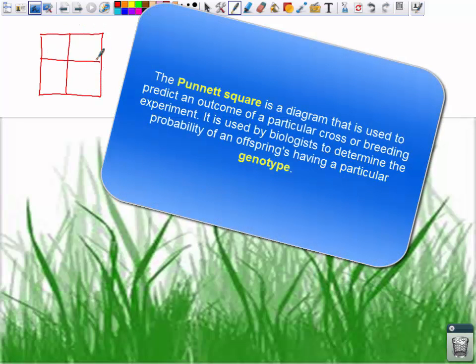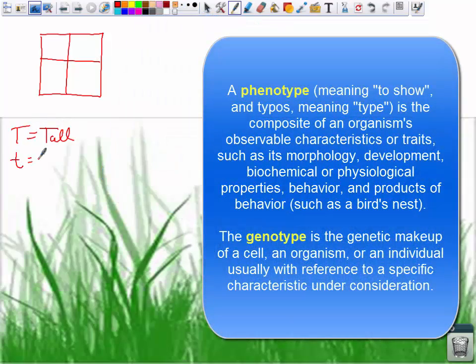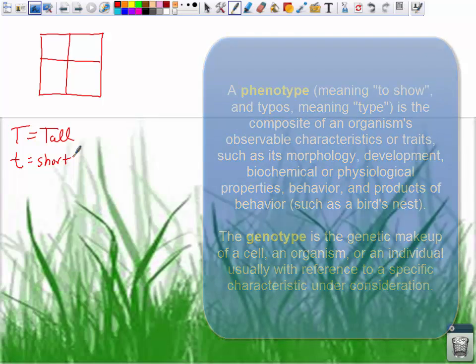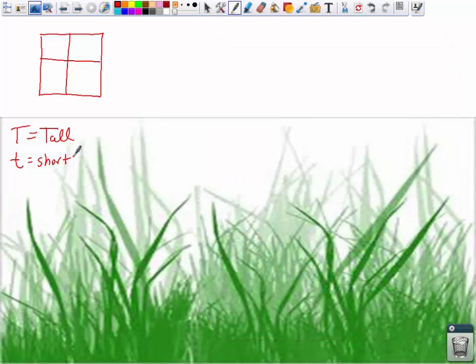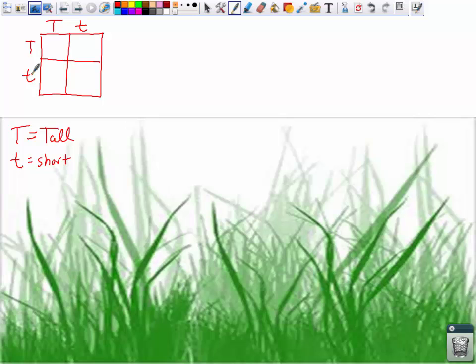We're going to be looking at the genotypes and the phenotypes. The phenotype is the outward expression. In this case, we're going to have tall grass and short grass. That's the outward expression. The tall grass is going to be the dominant gene, and the short grass, the small t, will be the recessive. And then we're also going to look at the genotype, the actual allele. Let's say we have heterozygous parents. This is an example of grass seed. So you have heterozygous parents, and what's going to happen with this generation?